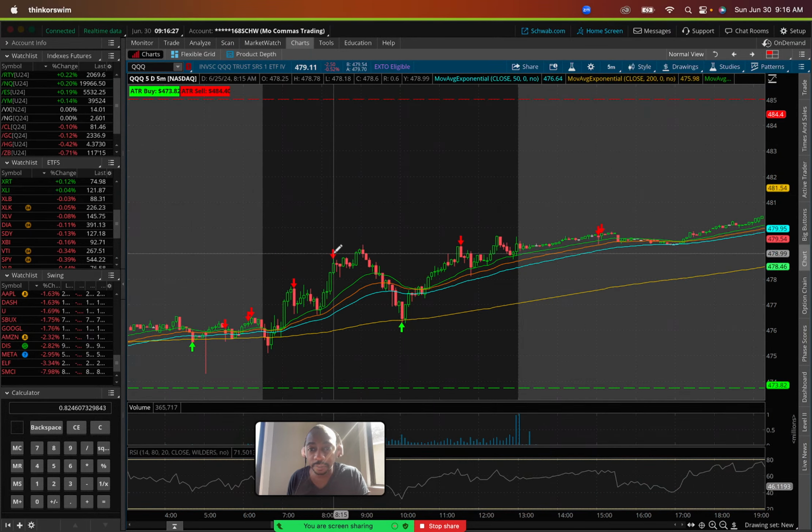Even right here, you would have shorted it right here. You could have shorted it down here, and then if you would have moved to break even, and maybe you would have got stopped out here, and then you could have got back in right there. If you had like a 25% stop loss on some options, you could have held on to this all the way until it got here, and then when that green arrow hits, get out.